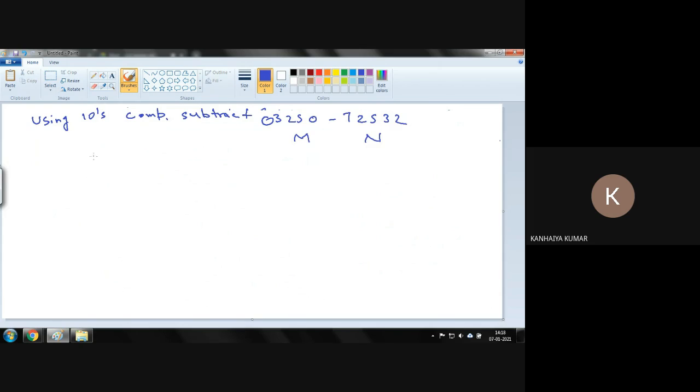So we have m which is equal to 03250. Whenever you have, I'm directly writing, but you should work on it, the tens complement of n. Okay, so it will give you 27468. So you know the procedure, r to the power n minus n. If you want to write it, 10 to the power 5 minus 72532. When you do this, this answer will come.